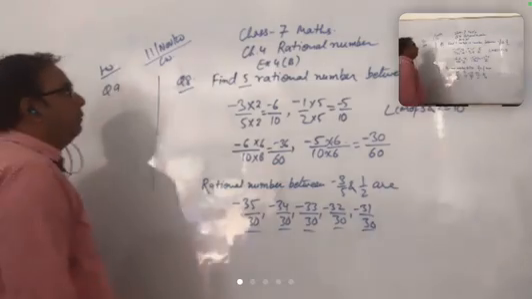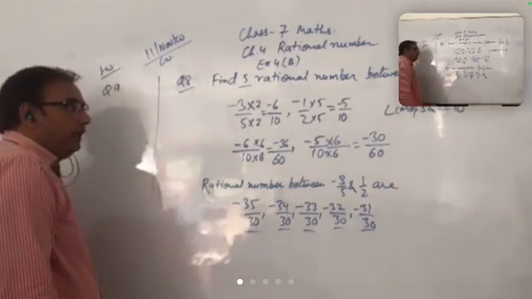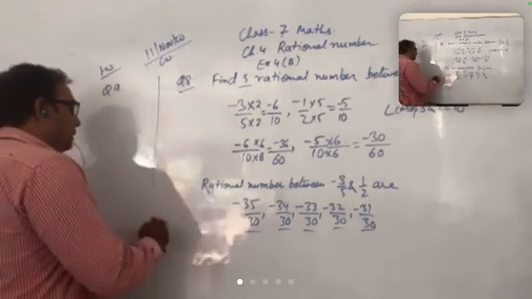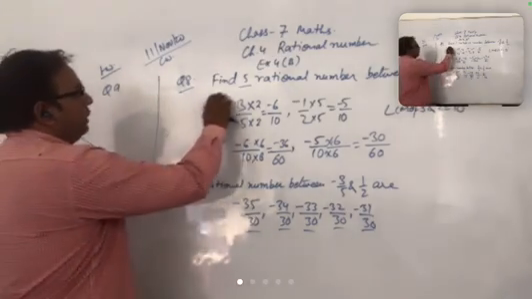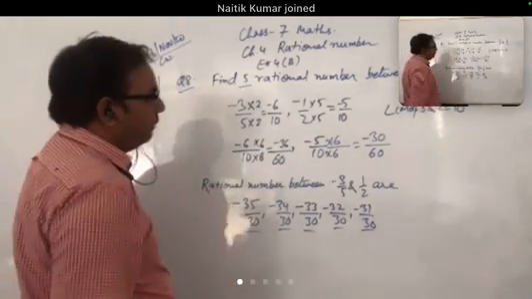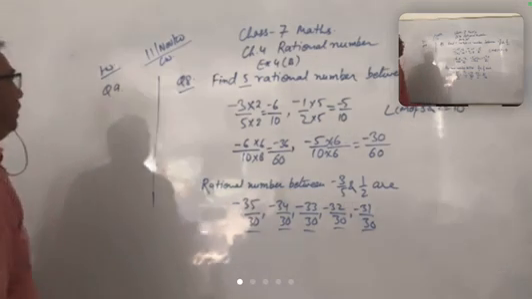If you want 10 numbers, then you multiply with 11. If you want 20 rational numbers, then you multiply with 21. It's just the next number. Whatever the question is, if we want to find 100 rational numbers, then we have to multiply with 101. Clear? Is there any doubt?